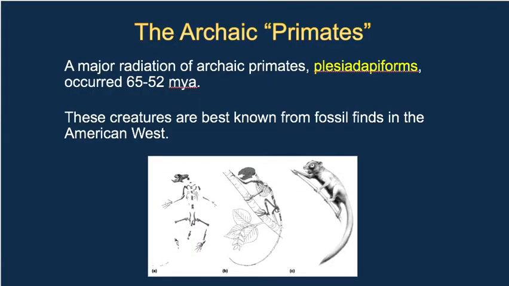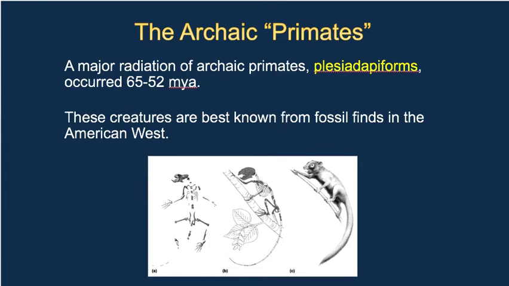Okay, so let's talk a little bit about these early archaic primates, with primates in quotation marks, because as I said before, during this earliest period of the Cenozoic, we do not have full primate anatomy present. So these are archaic primates, these primate-like animals that are referred to as plesiadapiforms. We see these fossils appearing in the fossil record between 52 and 65 million years ago, so in the Paleocene epoch.